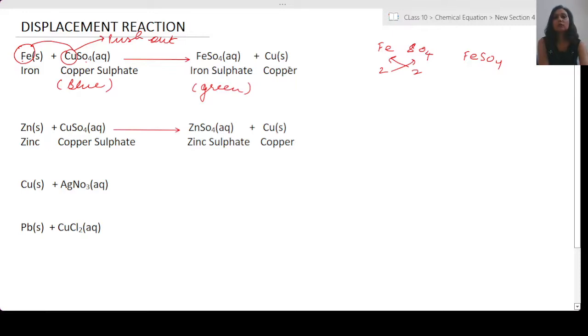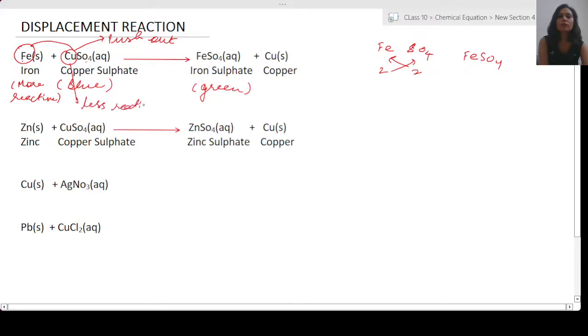Okay, so this is an example of a displacement reaction where iron, which is more reactive, has displaced copper, which is less reactive, from its salt solution.